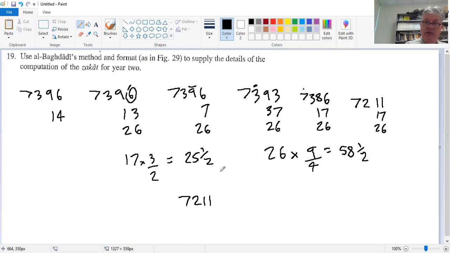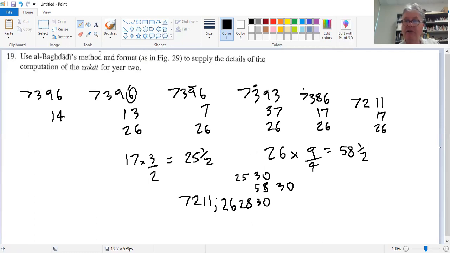and then we need to add 25.5 to the 58.5, so that's 2530 plus 5830, and so we're going to get in the thirds will be 30. 58 plus 30 is 88, so that's a 28. Carry the 1, and we get a 26. And so that is how much we have paid our taxes in full. Okay, that finishes the book problems.